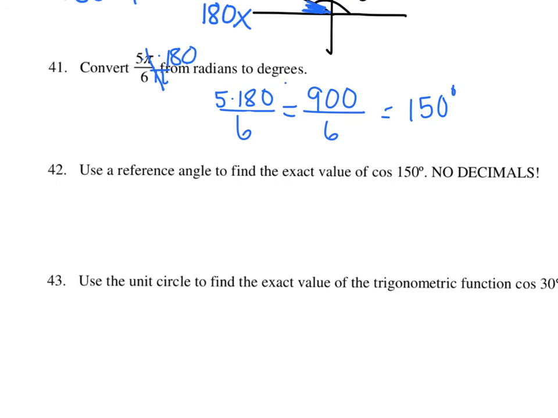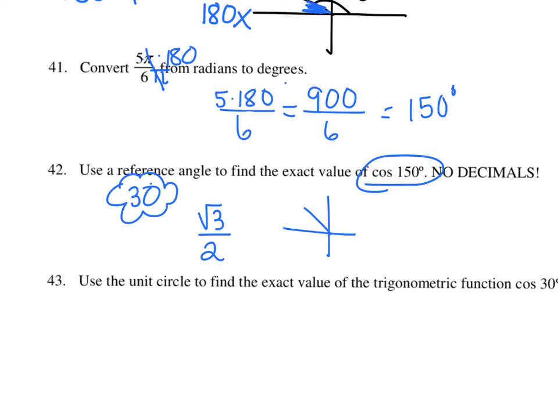For number 42, we can use a reference angle, or you can just look on your unit circle because you will be given a unit circle on the exam. For cosine of 150, I know the reference angle for 150 is 30 degrees. So if I think about the hand trick for cosine of 30 degrees, I know the answer is the square root of 3 over 2. Or if you're looking on the unit circle at 150 degrees, you'll see the ordered pair. Cosine is what's in the x spot. Remember, cosine is x and sine is y. So we just want the cosine value, and if you look on your unit circle, you'll see it's negative square root 3 over 2, because x's are negative in the second quadrant.